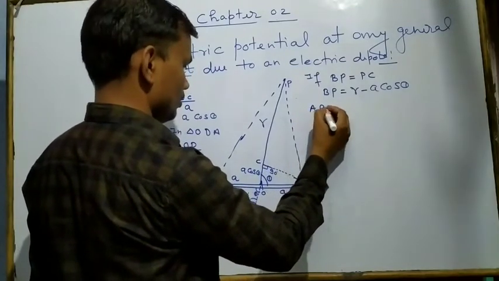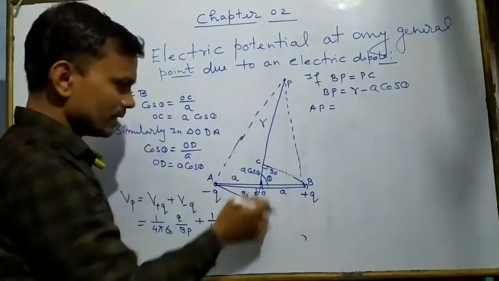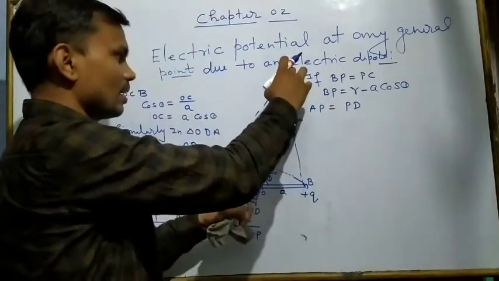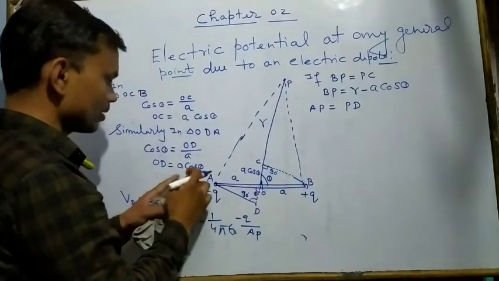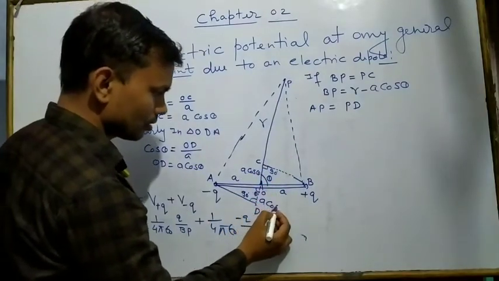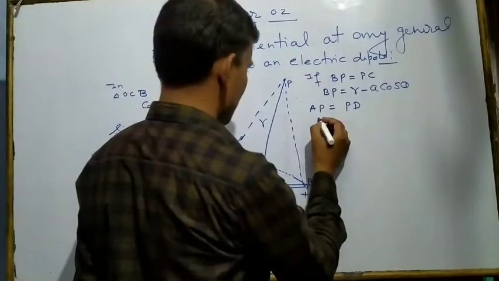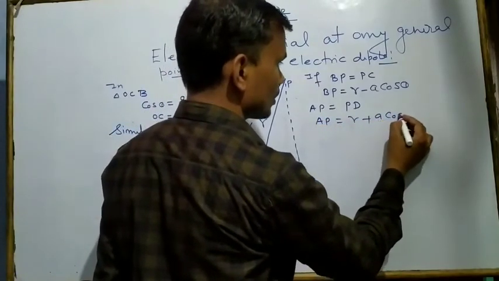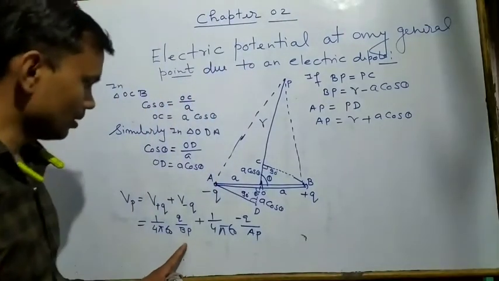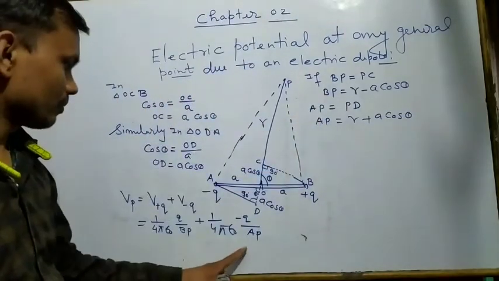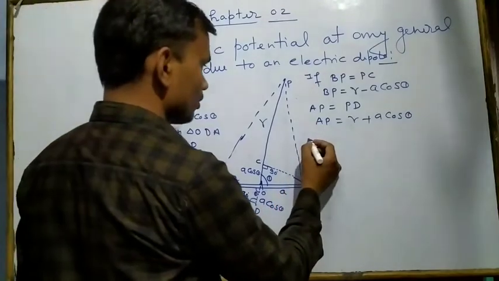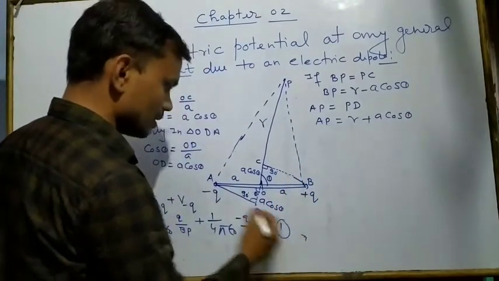Now AP is equal to what? PD is R, and the distance OD we calculated is A cos theta. So AP is equal to R plus A cos theta. Now from this we can put BP and AP. Or if you want, you can take out the common factor.